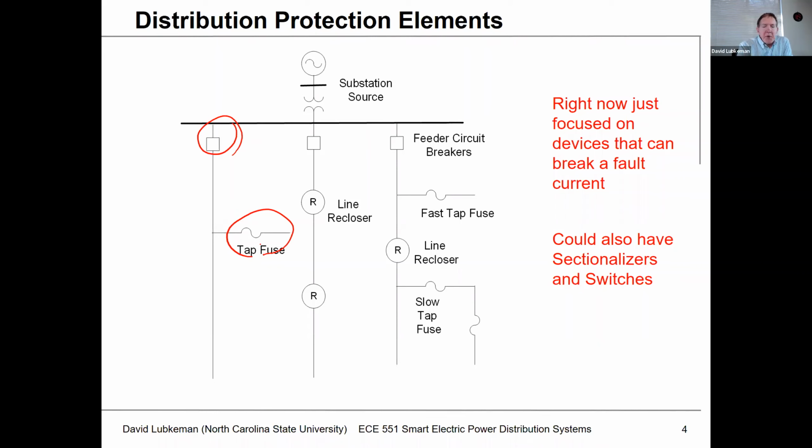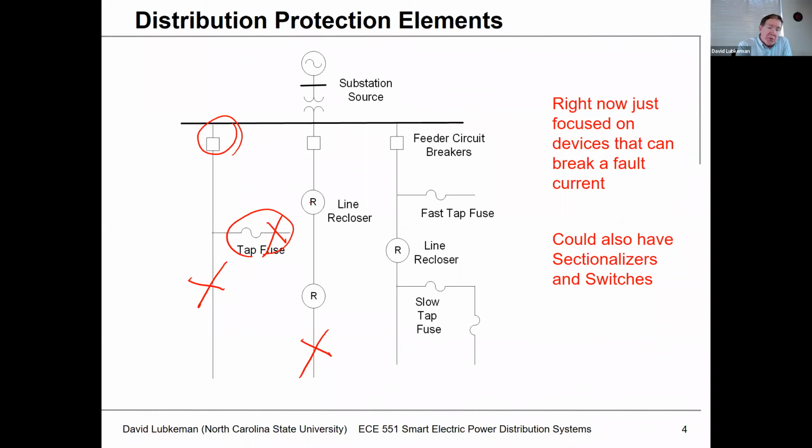And what we basically want to see happen is if we have a fault in the lateral, we clear the fault by blowing the fuse, where if we have a fault on the main backbone, then that's going to require an operation of the feeder circuit breaker. Now, we can break this feeder into different zones. And so if we had a fault at the end of the circuit, instead of outaging the whole circuit by operating the top of feeder circuit breaker, we could simply have operation of a line recloser instead.